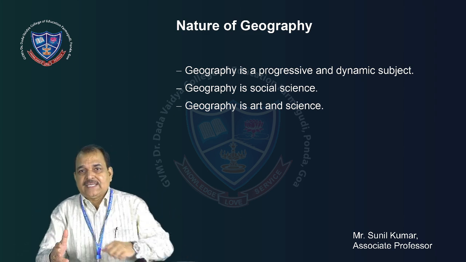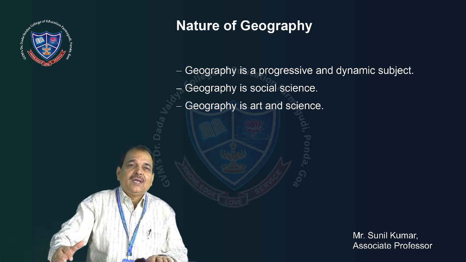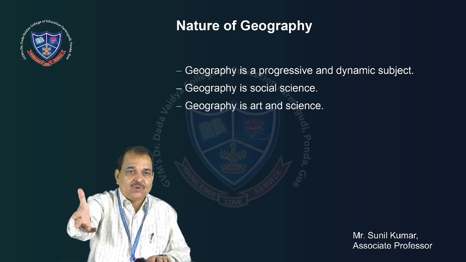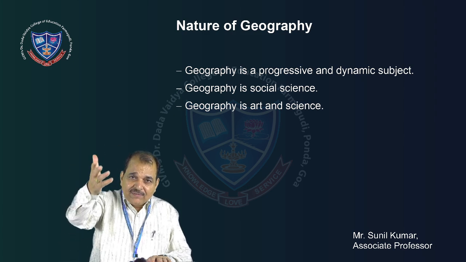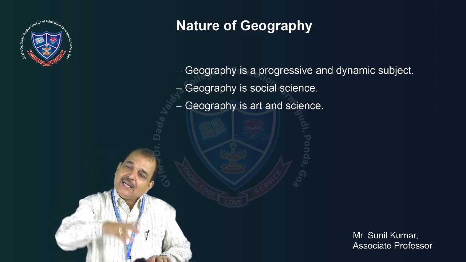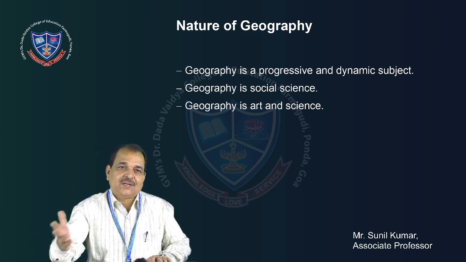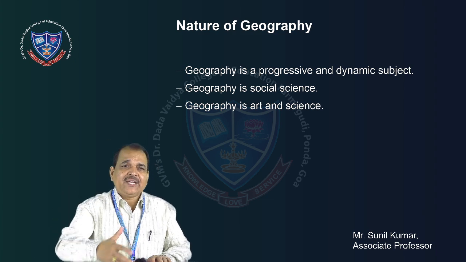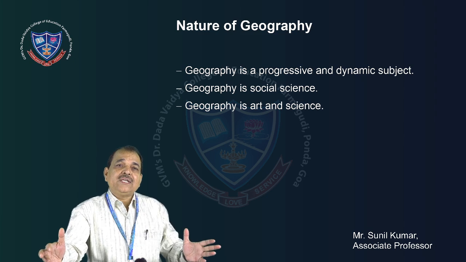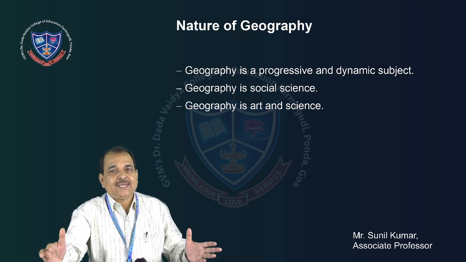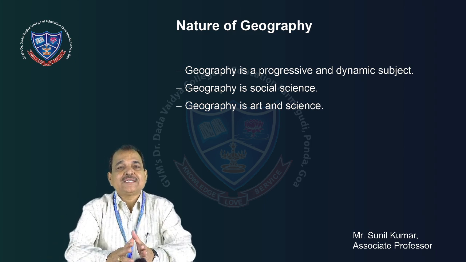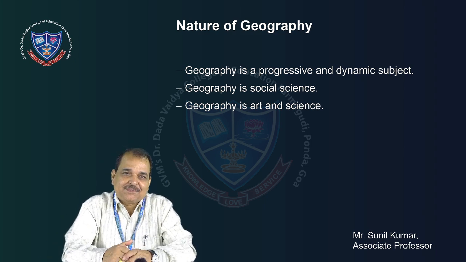And geography is a science. Geography is a science also because here we have opportunities to inculcate scientific temper among your students. Science also deals with the relationship between cause and effect, and geography also deals with the same relation, cause and effect. We do a lot of experiments in our subject. Geography also deals with systematic study of the subject, and science also deals with systematic study of the subject. That's why geography is considered as one of the science subjects.